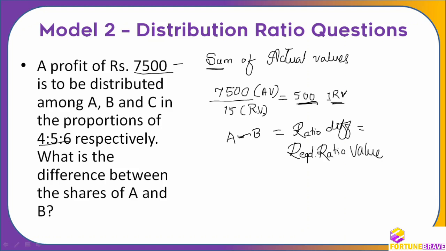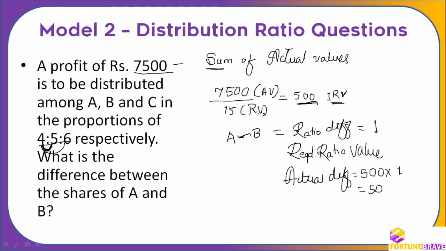What is the required ratio value here? A and B they are asking. So the difference is how much? 1. So the ratio difference is 1. Therefore, actual difference will be 500, that is 1 RV into 1.